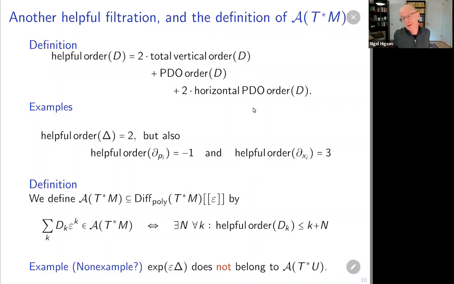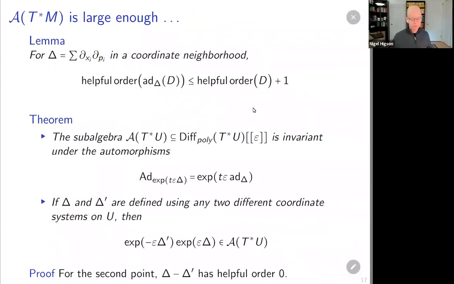After you've done all of this, you can immediately experiment by looking at whether or not the exponential of epsilon times delta is in the algebra. And well, it isn't, because delta has order 2 and epsilon multiplying delta just has order 1. So you can see right away that this is not going to be an element in the algebra. Nevertheless, this algebra is going to be good for us. Okay, so this algebra is indeed large enough.